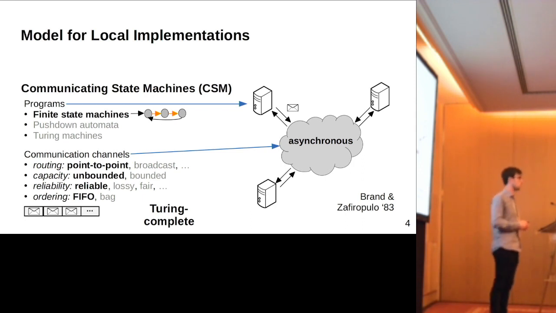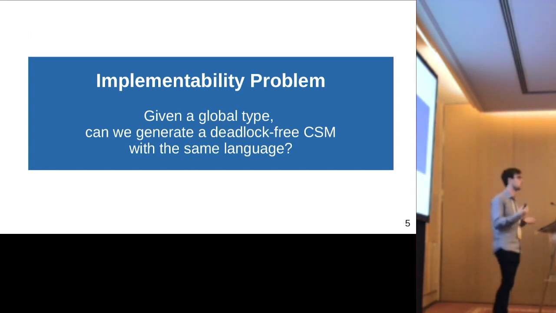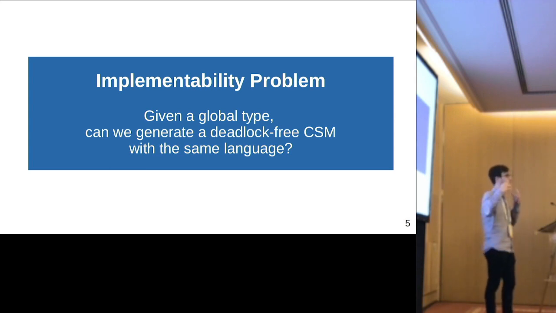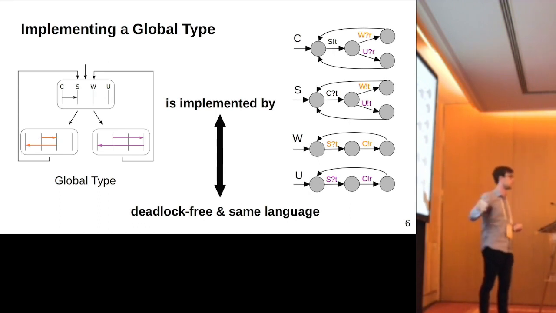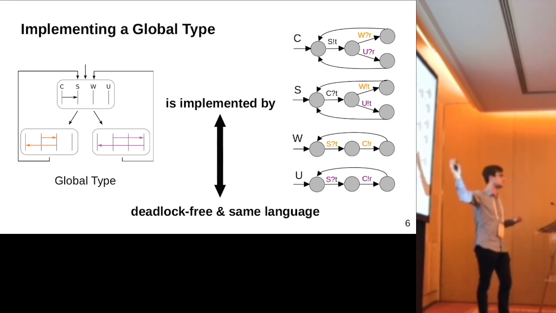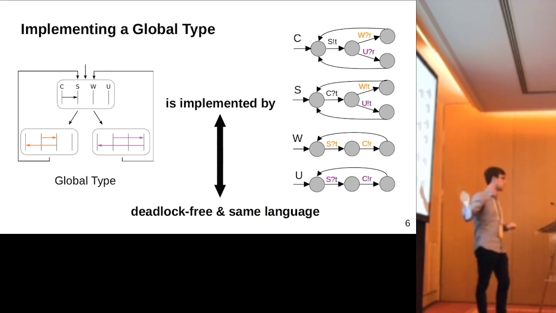So what we consider in this paper is what we call the implementability problem. Given a global type, can we generate a deadlock-free communicating state machine with the same language? So it generates exactly what we wanted to specify with our global type. And for this particular example, we can generate the local specifications similarly as I've shown before for the client, also for the server and the two workers. And this indeed is a deadlock-free communicating state machine that generates the same language.